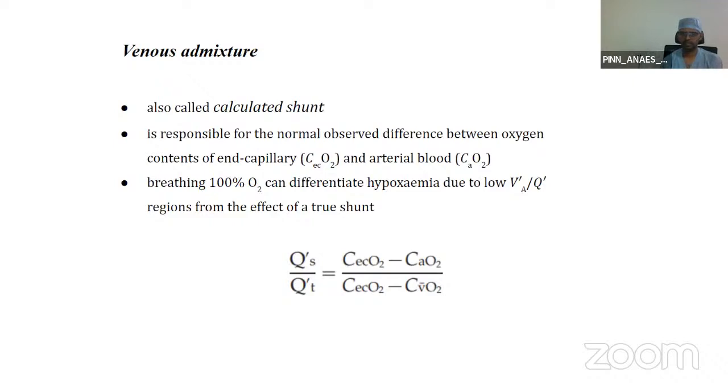Because with 100% oxygen, the regions with low VQ gradually improve their oxygenation, while those with shunt won't. This is the formula to calculate shunt. If you know the end capillary oxygen content, the mixed venous oxygen content, and the arterial oxygen content, you can calculate the shunt.